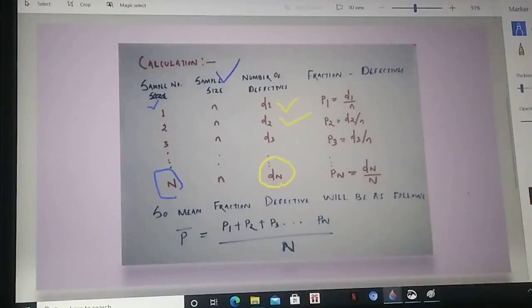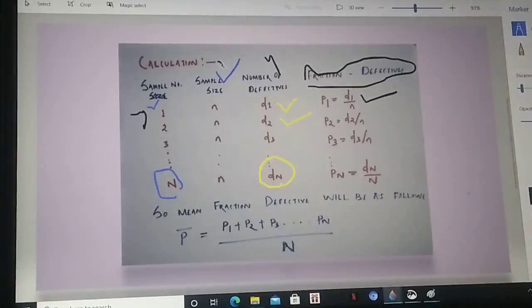Then we have to find out the proportion, the fraction defective. As the name indicates, fraction defective means it should be in a fraction. So we are going to find out P1. P1 is nothing but D1 by n. So D1 by n is the number of defectives divided by the sample size. Let's suppose, for example, for sample 1 the number of defectives is 4 and the sample size is 10. So 4 by 10 we are getting 0.4.